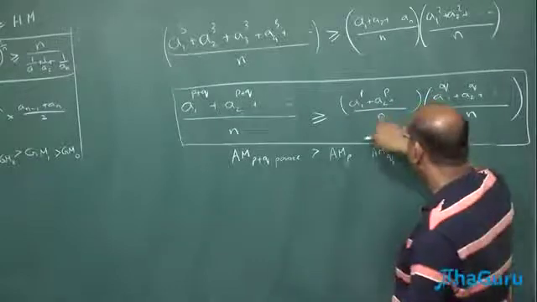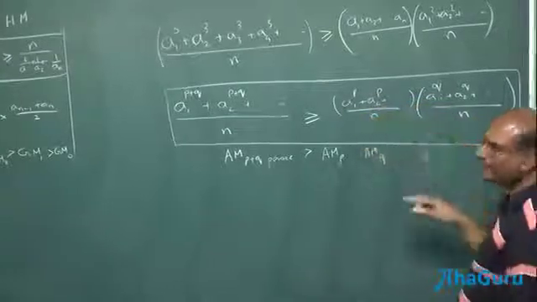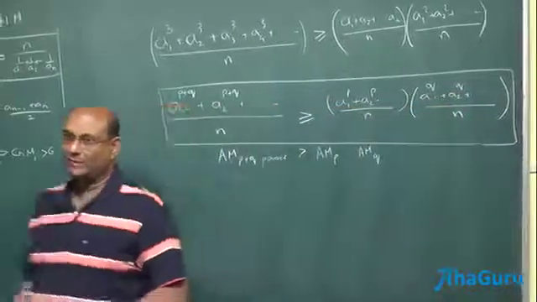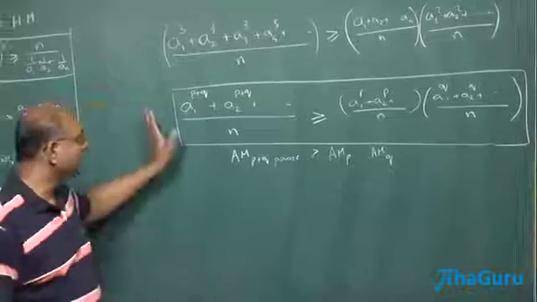If all numbers were equal, what will this be? A power P, A power Q, A power P plus Q. So then it will be equal. If all the numbers are equal, this will be equal. So equality in case all of them are equal.